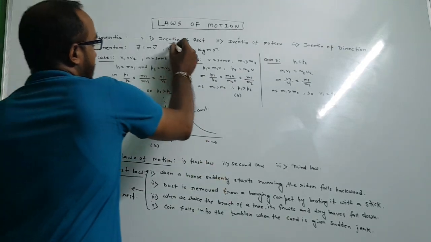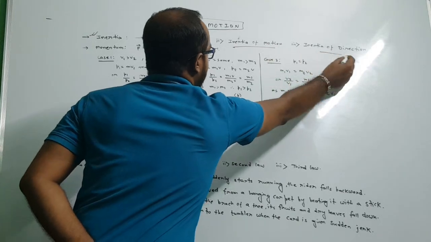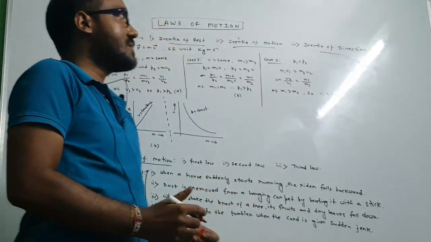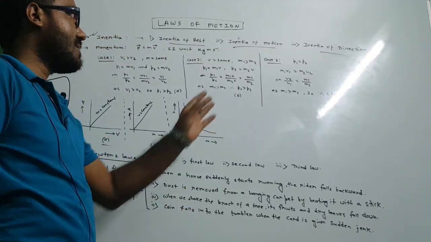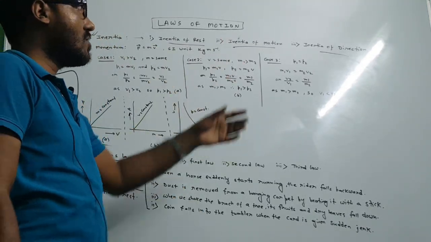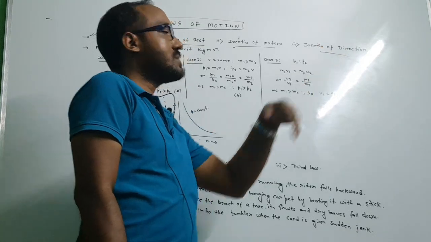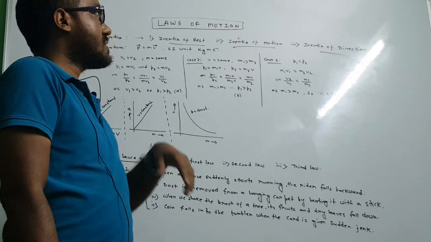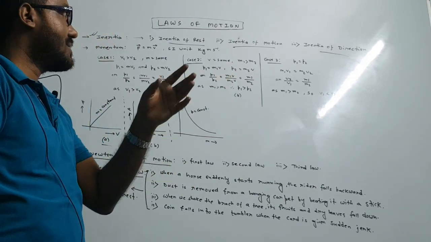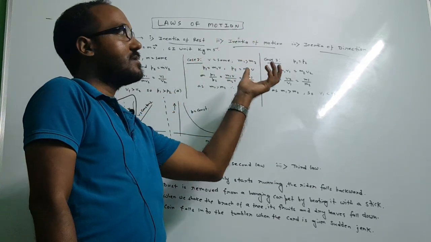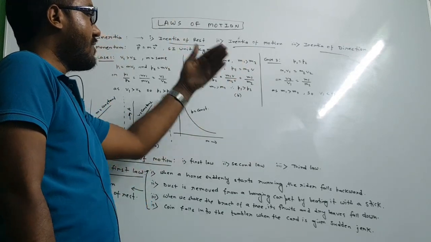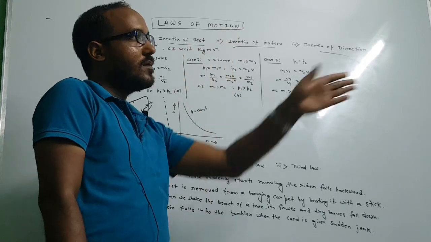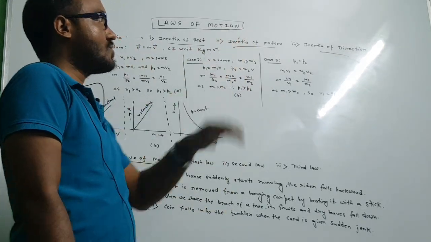So that is our inertia of rest, inertia of motion, and inertia of direction. See, if a particular object is moving in a straight line, until and unless you have given some external force, it will not change its direction. So it is known as inertia of direction. The inertia of motion: if an object is moving with uniform velocity in a straight line, and if you don't apply an opposing force to that object, the object will move forward. That is known as inertia of motion.